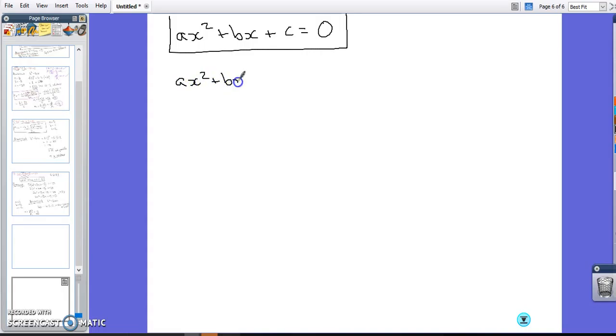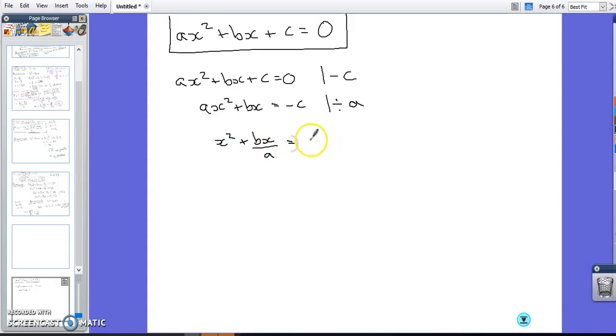So I will move my c over to the other side by taking off c. So I get ax squared plus bx equals minus c. Next I'm going to divide by a, so that I have x squared on its own at the front. So I get x squared plus bx over a equals minus c over a.